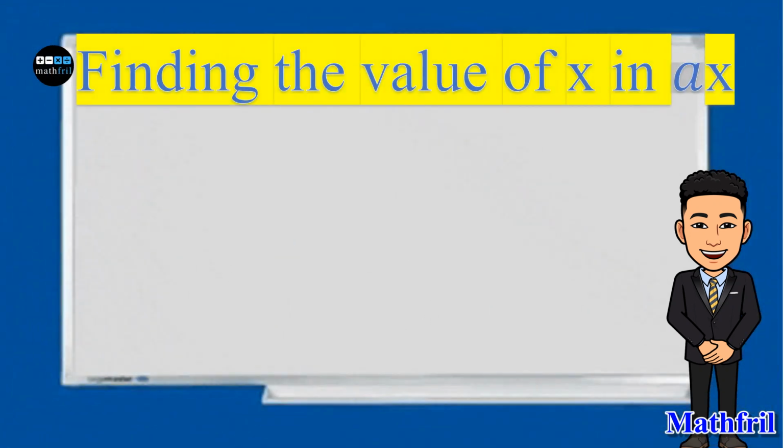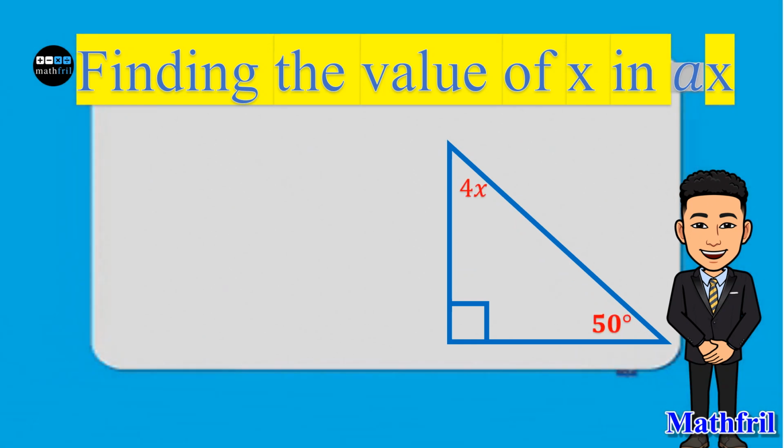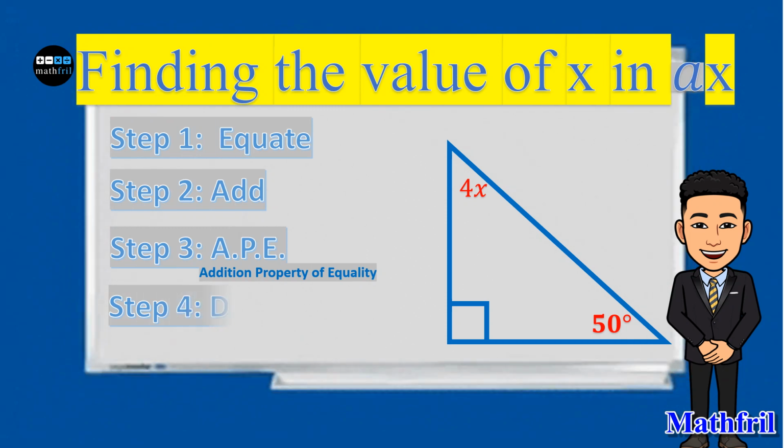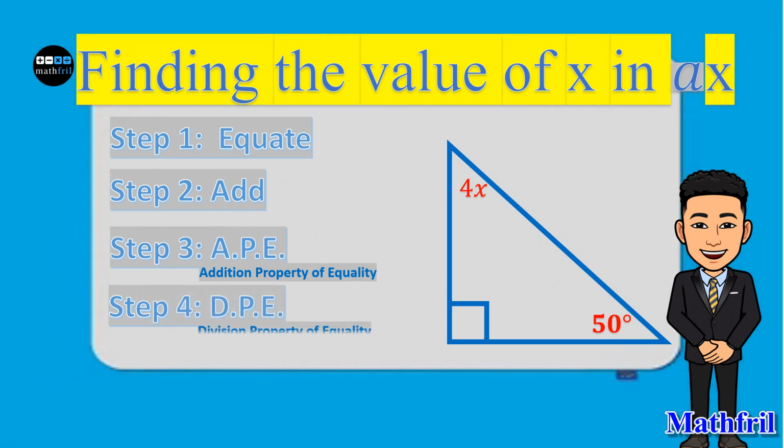So again, finding the value of x, we have 5 steps. It is given. We have this one, and the newly added property, the division property of equality.